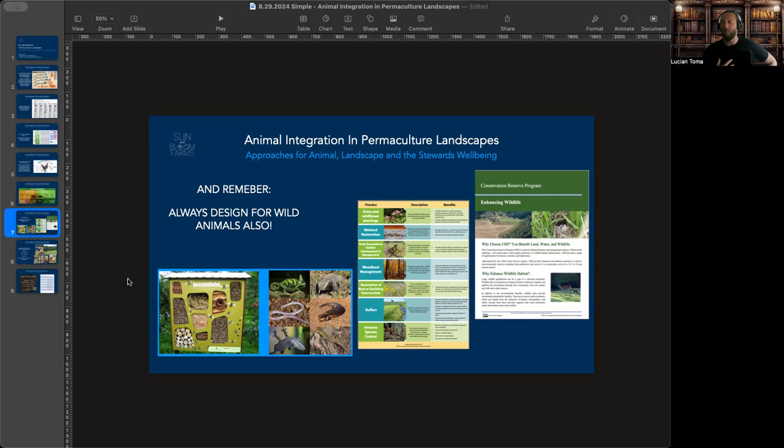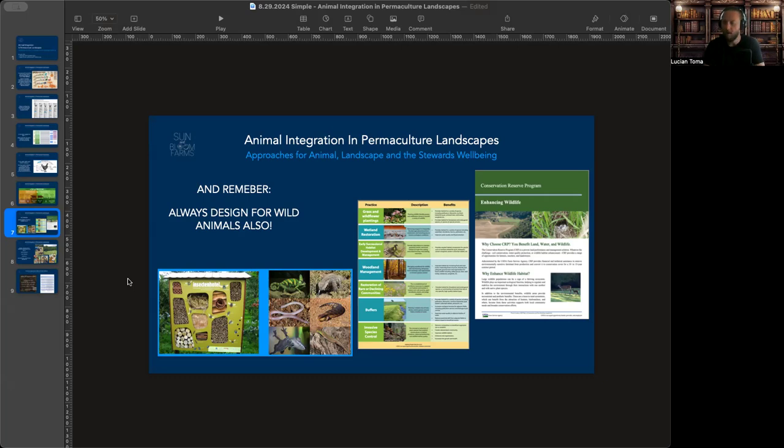I promise you, a lot of the free things that I'm giving you access to are enough for you to use to design and make management decisions in the landscape for wildlife. And it's not just big wildlife, it's small wildlife too. Here's this insect hotel.